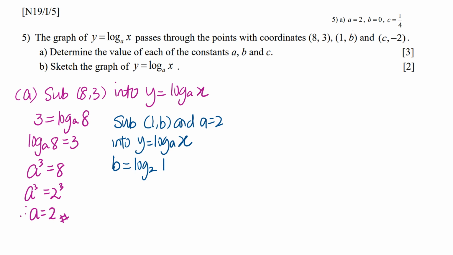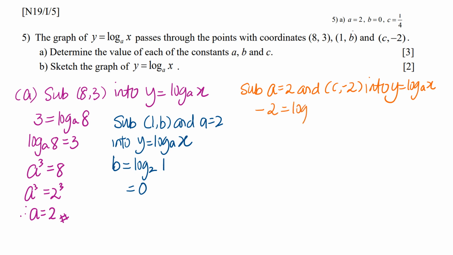So what is log 1 base 2? Log 1 base 2 is 0. So therefore b is 0. Okay, then to find the value of c, same thing, just substitute a equals 2. C will represent the x coordinate. Y coordinate is negative 2.